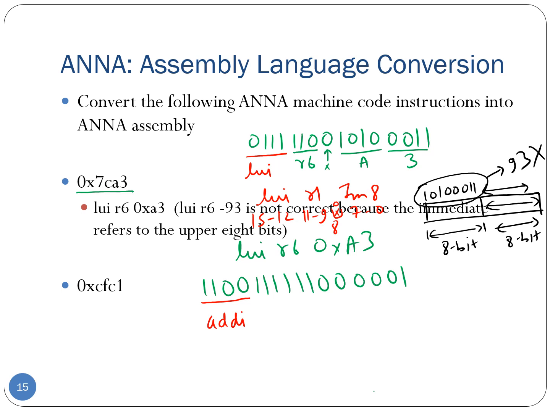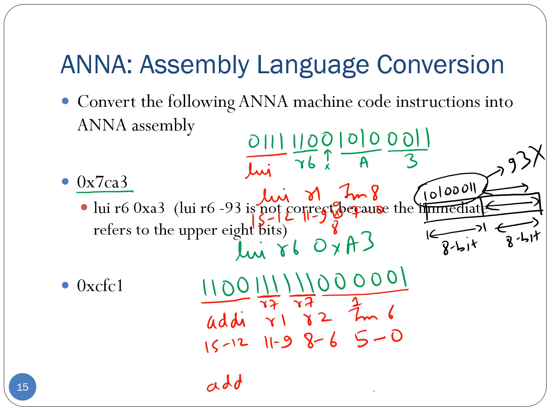Recall that the format of ADDI is ADDI, let's say R1, R2, and then an immediate 6 value, right? So bits 15 to 12 are the opcode, 11 to 9 are the destination, 8 to 6 are SRC1, and the final 6 bits, 5 to 0, are your immediate 6 value. Okay, so this is the first register here, the destination register, this is SRC1, and this is your immediate 6 value. So 111 is basically R7, so this is also R7, and this immediate value is simply 1. Okay, so your instruction is ADDI R7 R7 1.